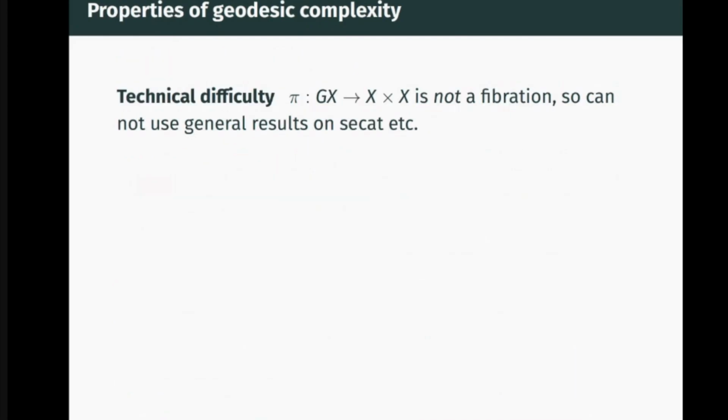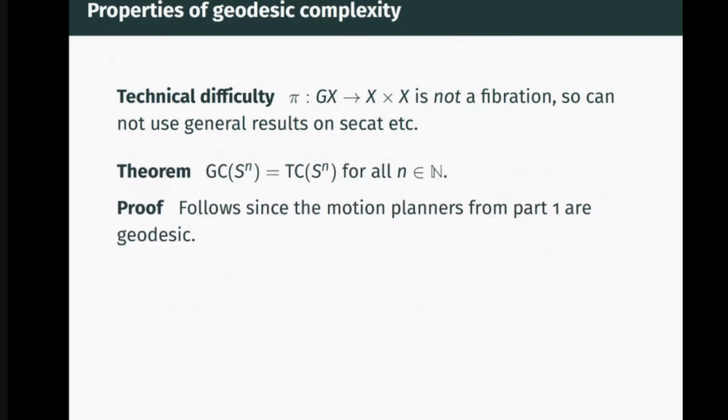Again, we have the same technical difficulty that we had before in this kinematic approach of Pavešić, namely this restriction of π to geodesic paths in X is not a fibration anymore. So again, we cannot use general results on sectional categories and the lower and upper bounds and so on. So this is really, again, hard to estimate. Let's take a look at some cases we can consider.